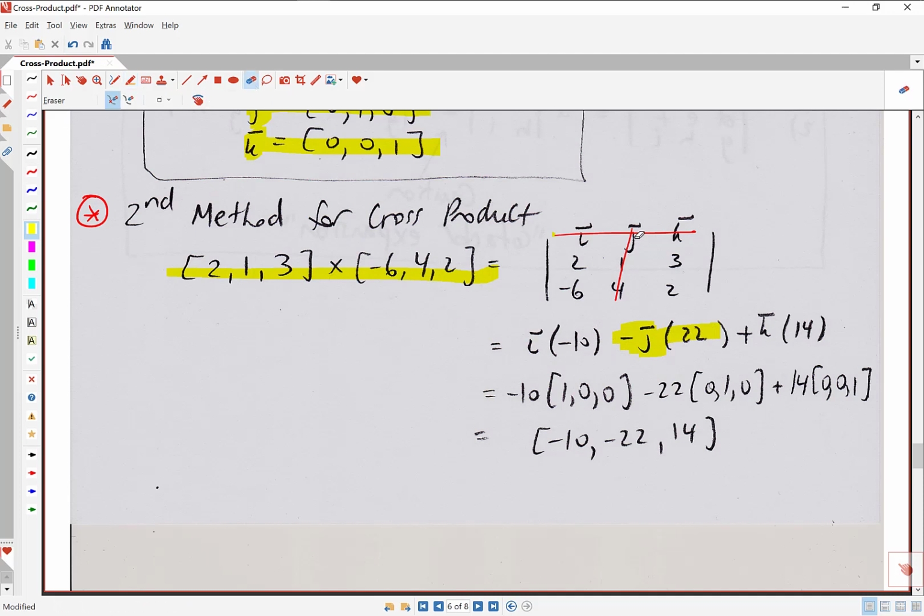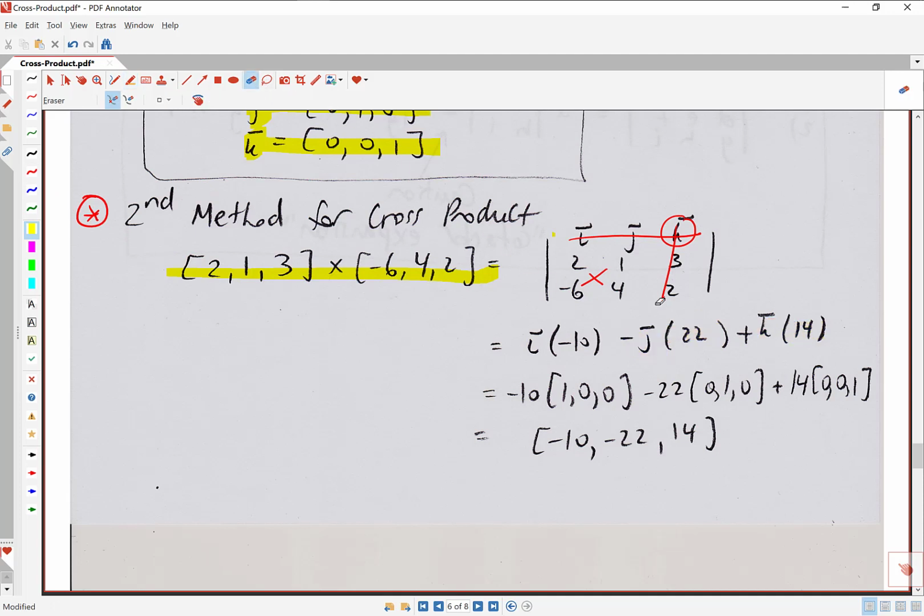Okay, and then continuing our cofactor expansion along the top row, we'd get to the k. We'd say k times this little 2 by 2 determinant, which would be 8 minus negative 6, which would give us plus 14. So that's where the plus k times 14 comes from.